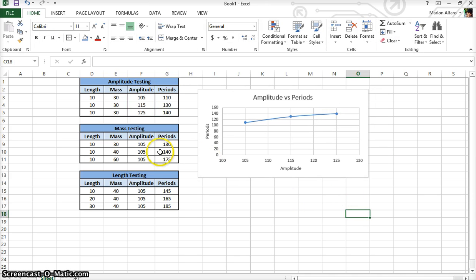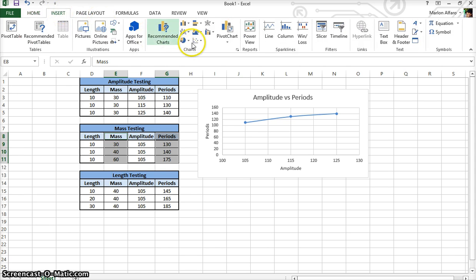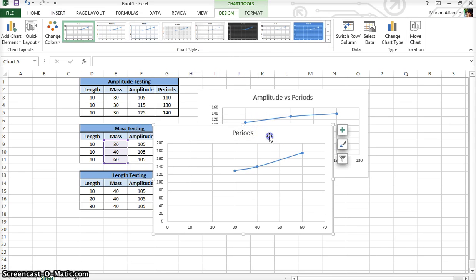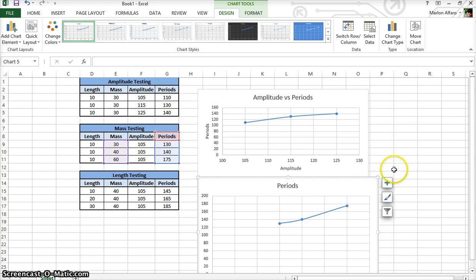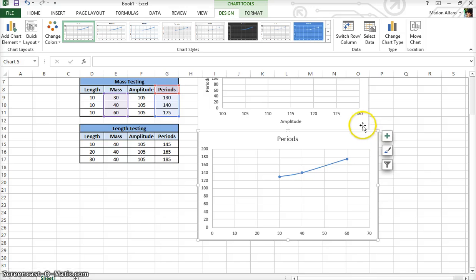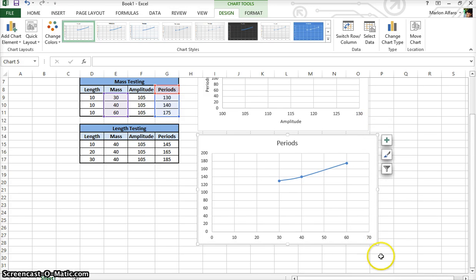And now let's do it for the next one. So again, I'm going to drag periods because that's my outcome. I'm going to hold the control key, and now I'm going to highlight my mass because that's what's being tested. And I'm going to do the same thing. I'm going to go to insert, go to my scatter line option, and here is my second graph.